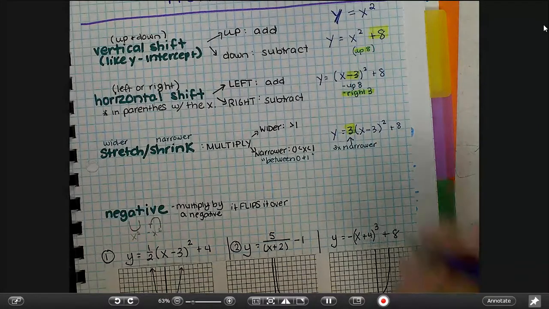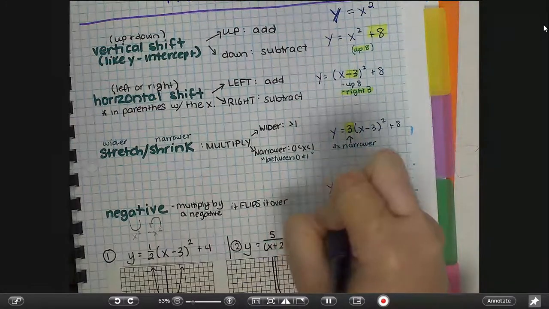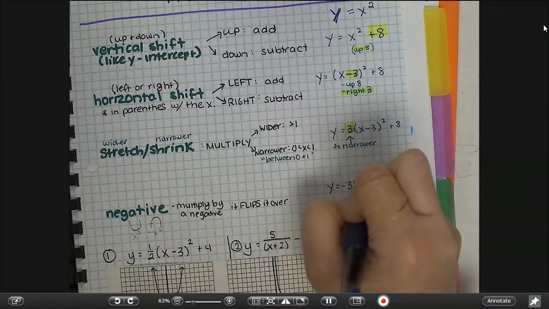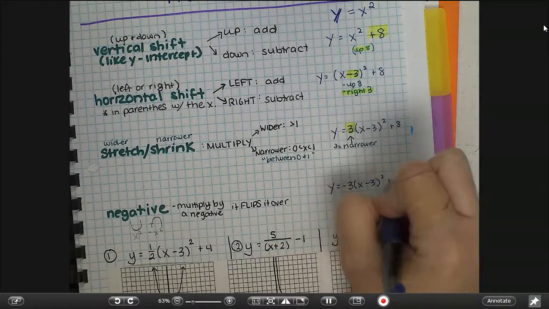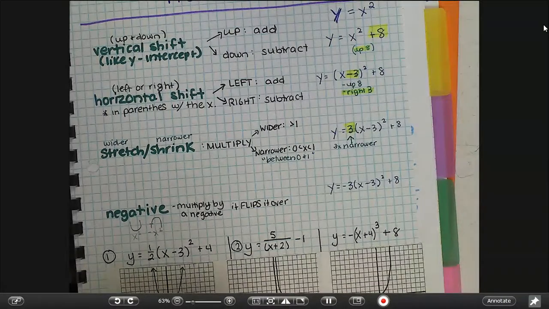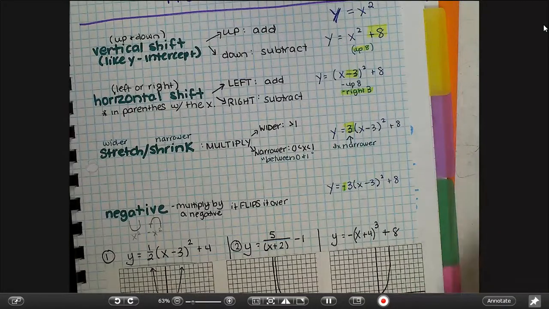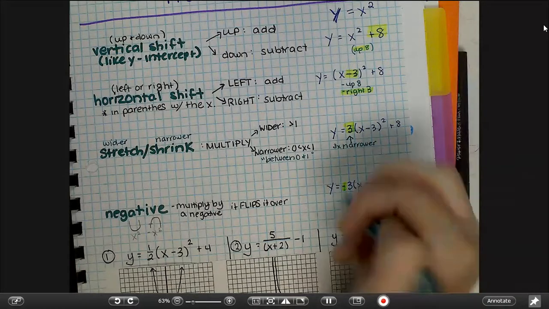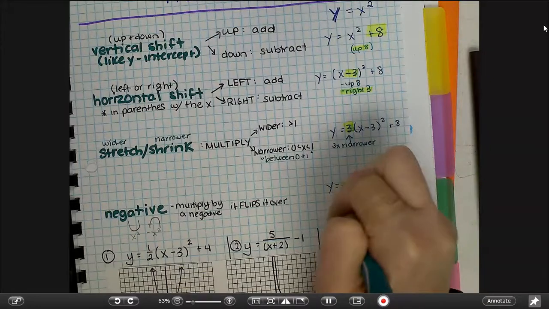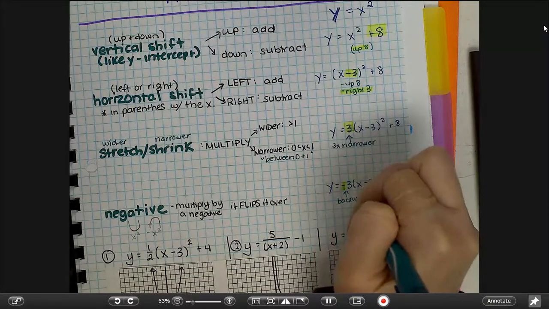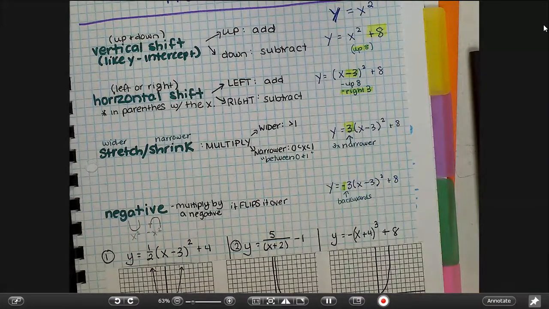So let's change this one over here. Y equals negative 3 times x minus 3 squared plus 8. So the only change we made here is we put this negative. So whatever your graph looked like, now it's upside down or backwards really, because sometimes it flips. It doesn't really look upside down.